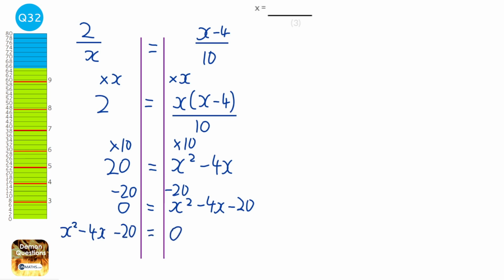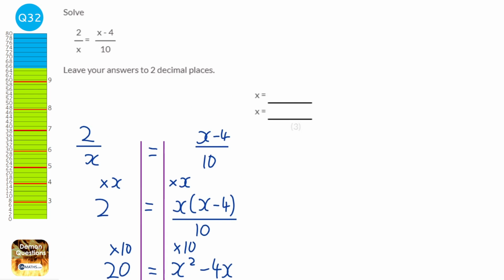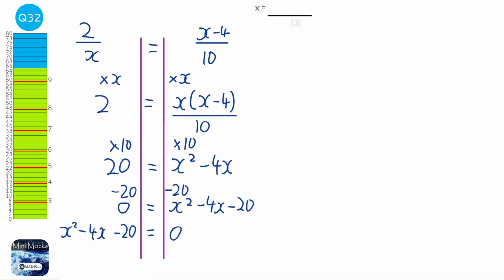Okay, now clues in the question. It says leave your answer to 2 decimal places, and so we know this will be on the calculator paper as well. Essentially, this is going to be quadratic formula. You can try and factorize it, but you probably won't succeed.